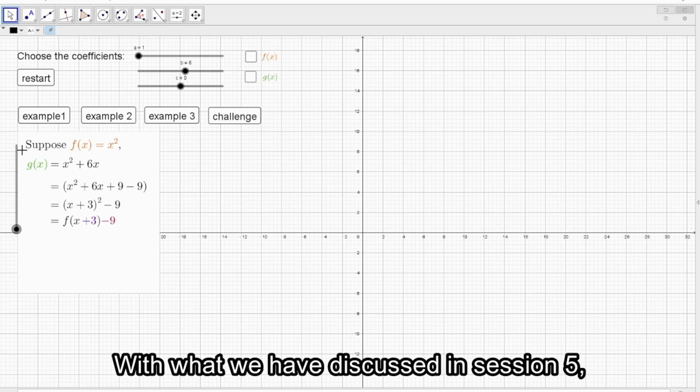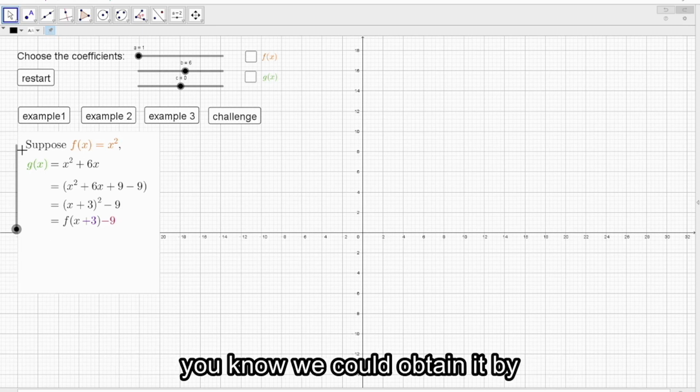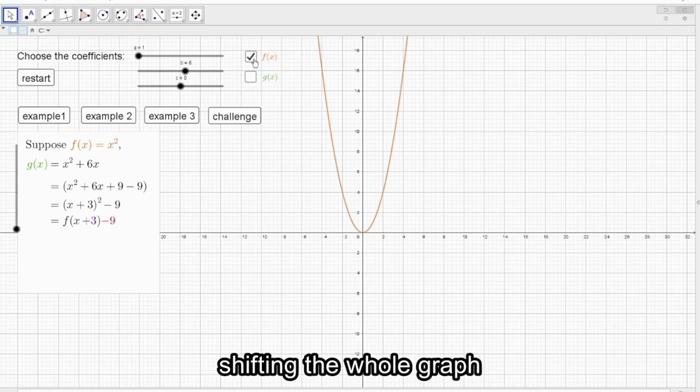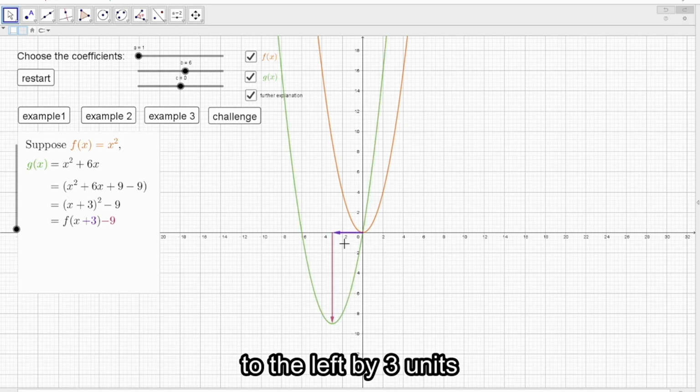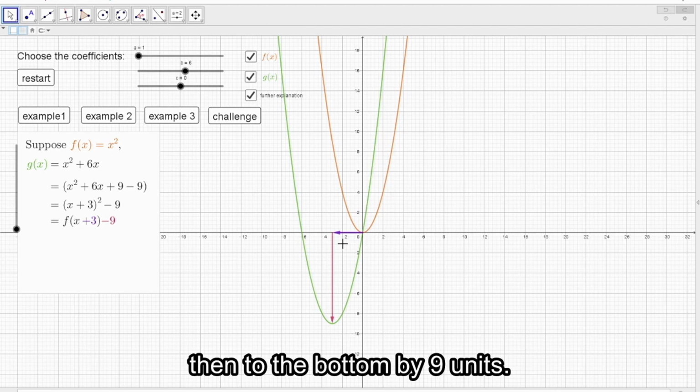With what we have discussed in session 5, you know we could obtain it by shifting the whole graph to the left by 3 units, then to the bottom by 9 units.